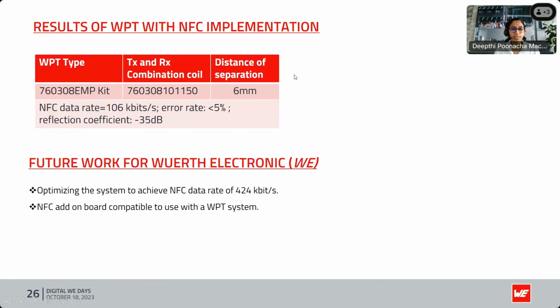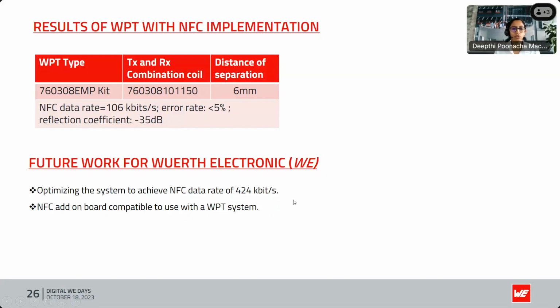So, a tabulation of the results of the system implementation. The type of wireless power kit that we have used is our 200-watt development kit. The combination coil that we have used here is also available in our product portfolio online. The distance of separation between the transmitter and the receiver is 6 millimeters, and the NFC data rate which we have used here is 106 kilobits per second for the sensor. The reflection coefficient that we measured after building our filter network was minus 35 dB, with an error rate of less than 5%.